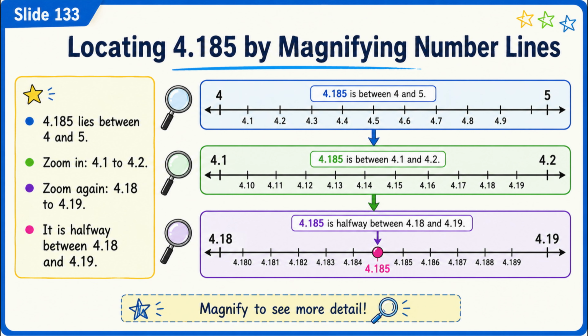Locating 4.185 by magnifying number lines. To locate 4.185, we use repeated zooming on the number line. First, locate the number between 4 and 5. Next, zoom in between 4.1 and 4.2. Then zoom in between 4.18 and 4.19. The number 4.185 lies halfway between 4.18 and 4.19.